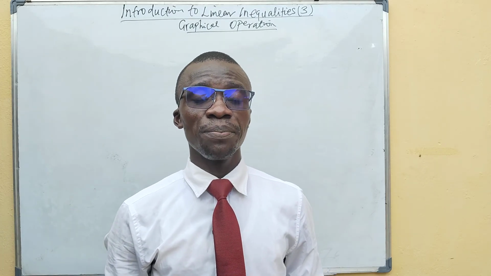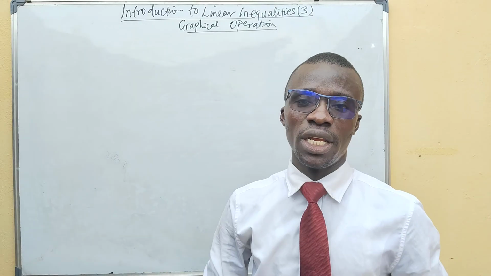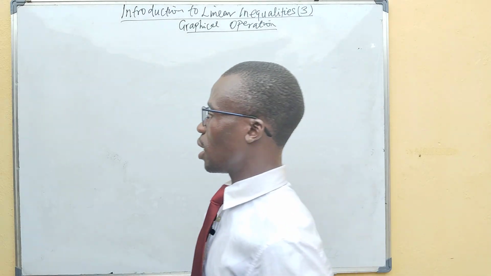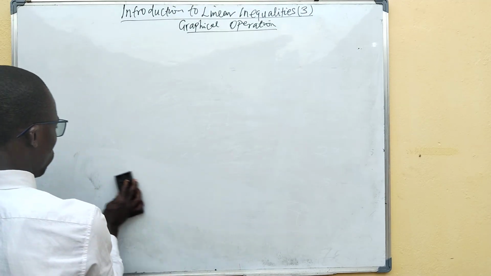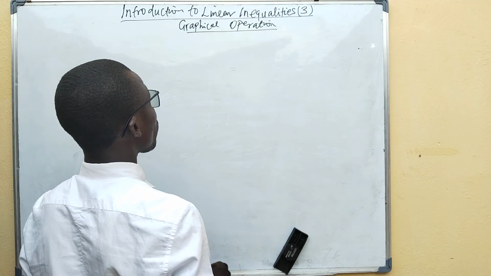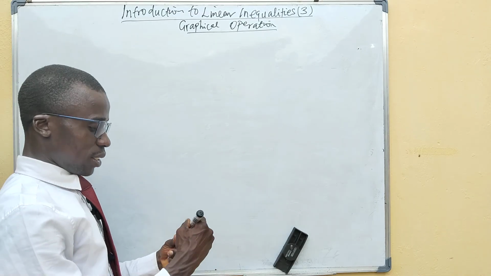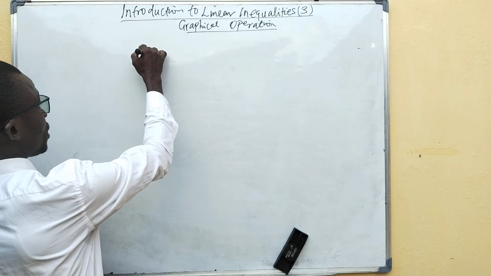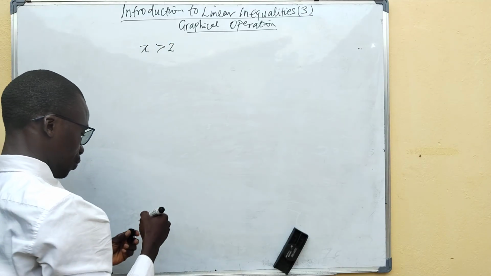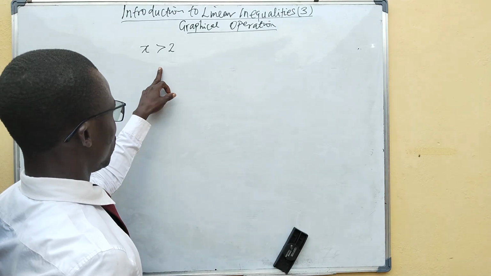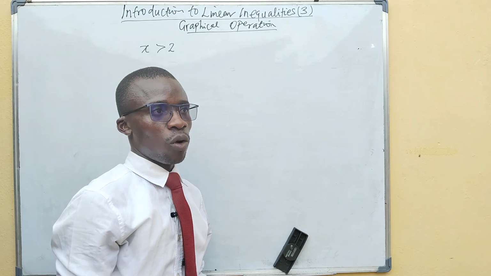Hello, you're welcome. This moment we want to work on graphical operations, still on linear inequalities. In the last video we did it on a number line. Now we've gone beyond that. At this moment, we are still working on, let's say, x is greater than 2. How do we show this on a simple graph?